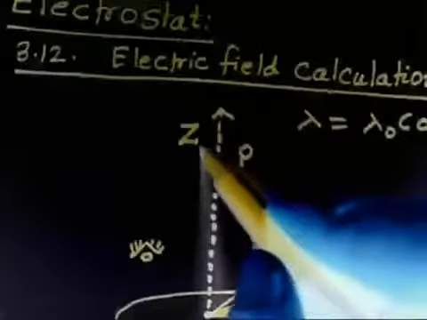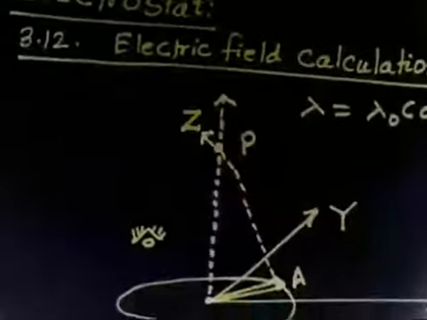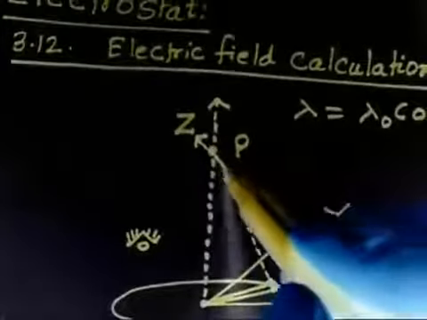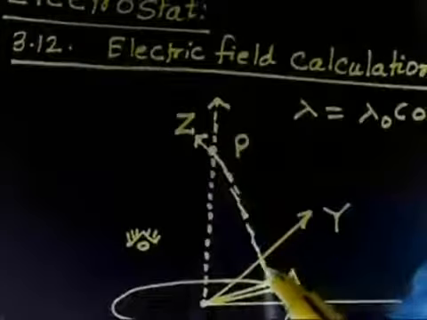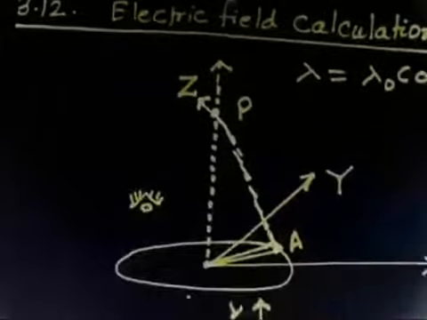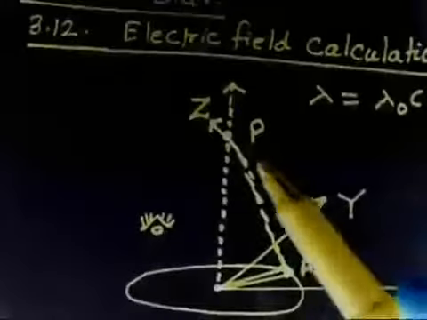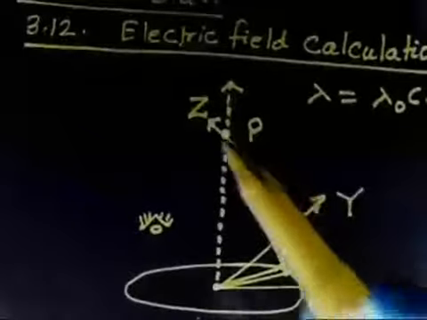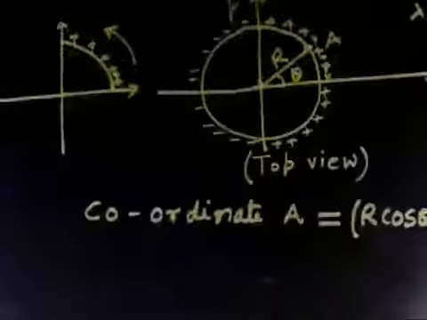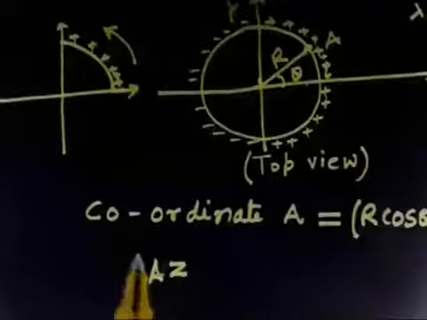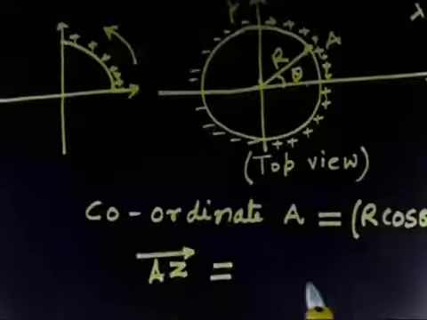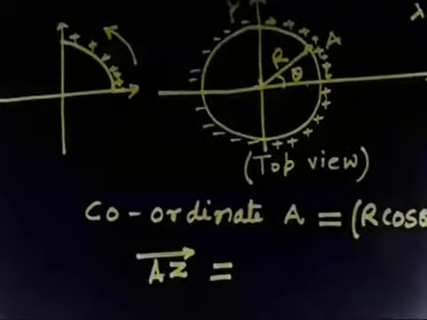Are you getting or not? So this electric field will be directed along this line. So this is a vector. So electric field will be a vector. Are you getting? Now we can calculate this vector. So let us write the direction of electric field will be in the direction of AZ. So vector AZ is nothing but vector Z minus vector A.